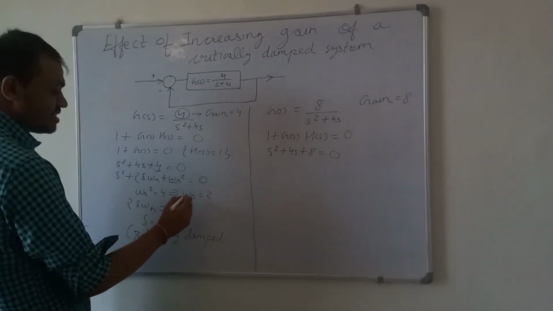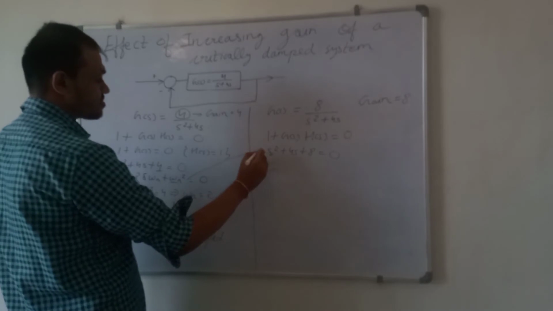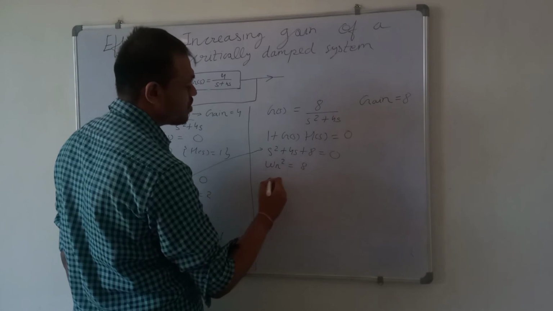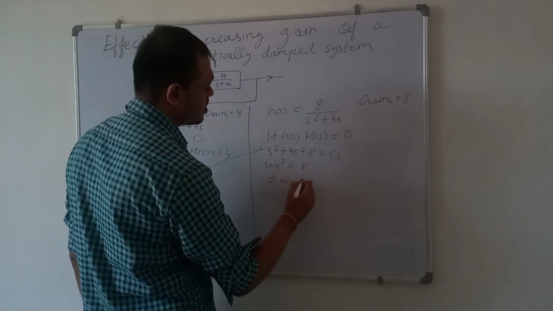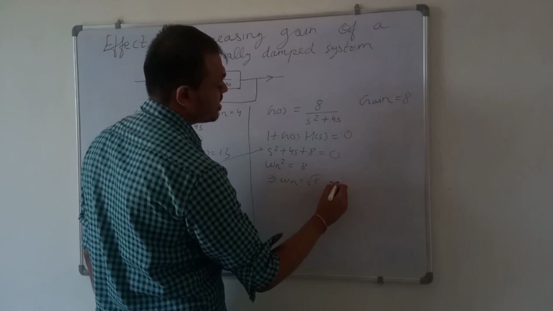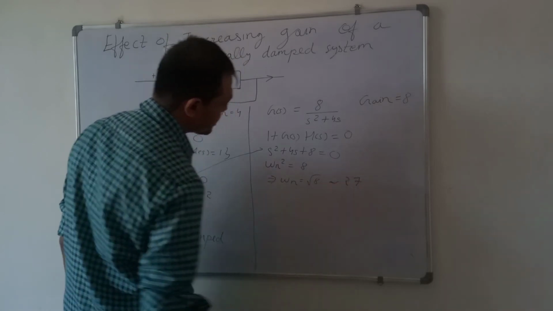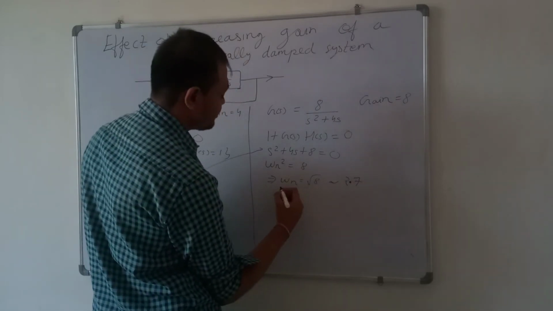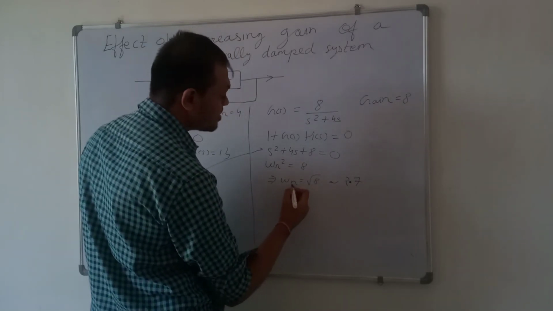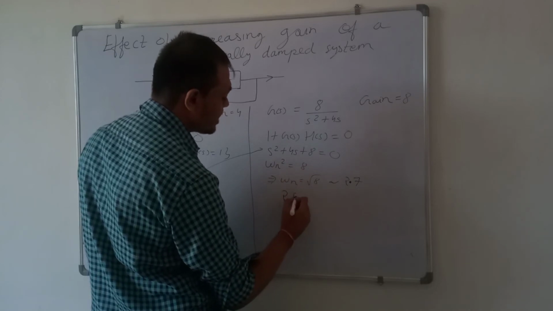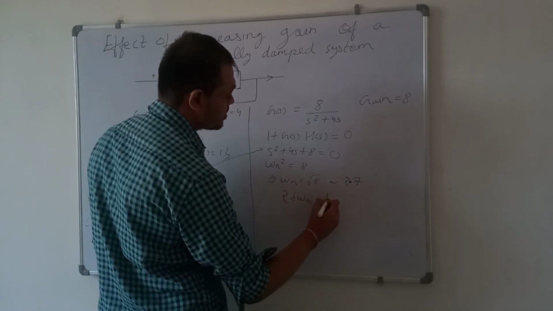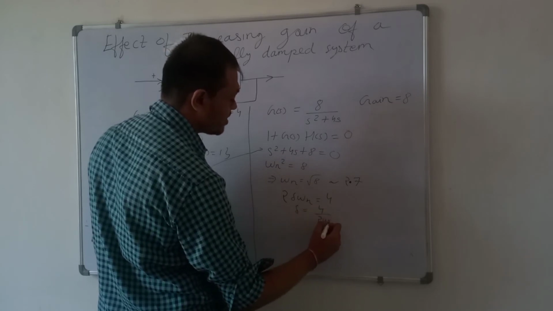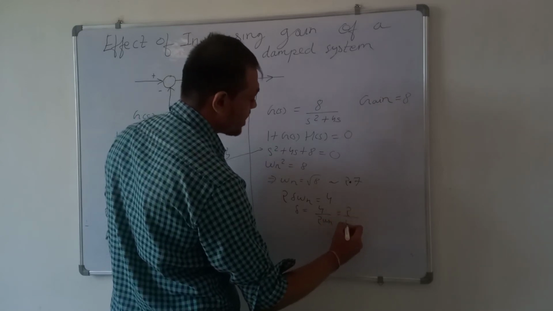Now again you compare this equation with the standard equation. So omega n square is equal to 8. So omega n will be equal to under root of 8, which is about 2.7. And now 2 times damping ratio times omega n is 4. So damping ratio is equal to 4 upon 2 omega n, which is equal to 2 upon omega n.